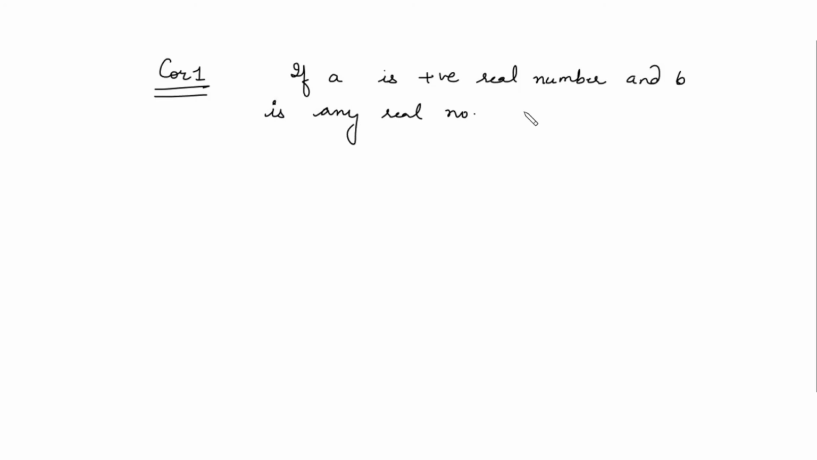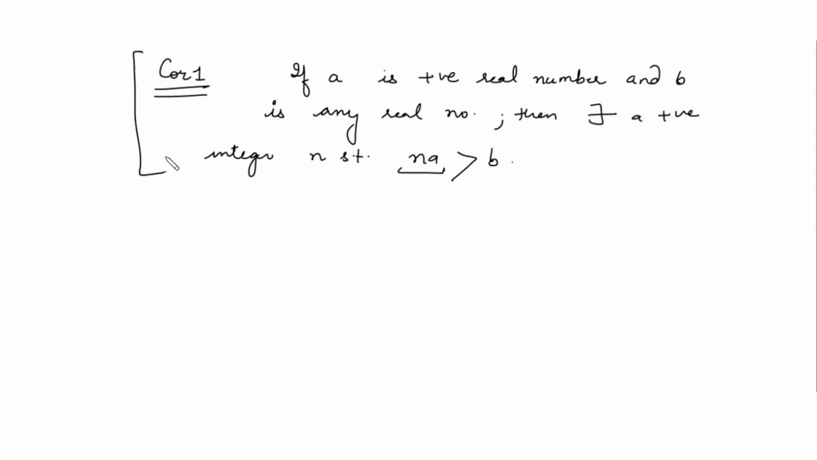Now, just see the first corollary. If A is a positive real number and B any real number, then also there exists a positive integer n such that n times A is greater than B. Now, how to prove this? Here A is any positive real number, but B may be negative or positive. So we have two cases. First, B is a positive real number, and secondly, B is less than or equal to 0.